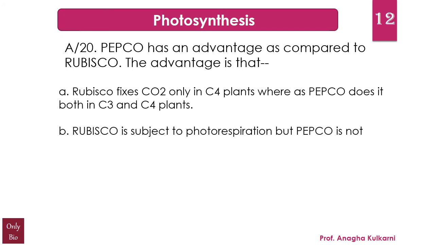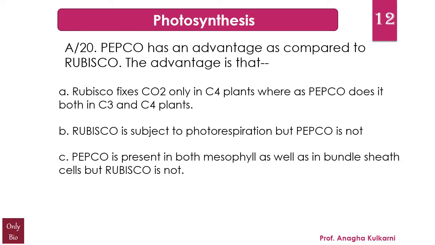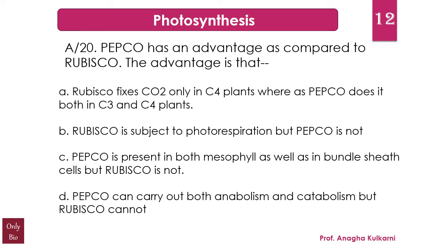Your option B, Rubisco is subject to photorespiration but PEPCO is not. C, PEPCO is present in both mesophyll as well as in bundle sheath cells, but Rubisco is not. And D, PEPCO can carry out both anabolism and catabolism, but Rubisco cannot. Friends, please remember PEPCO is nothing but phosphoenol pyruvate carboxylase, or what we call in short form PEP carboxylase. And the correct answer for this question is B. Rubisco is subject to photorespiration but PEP carboxylase is not.